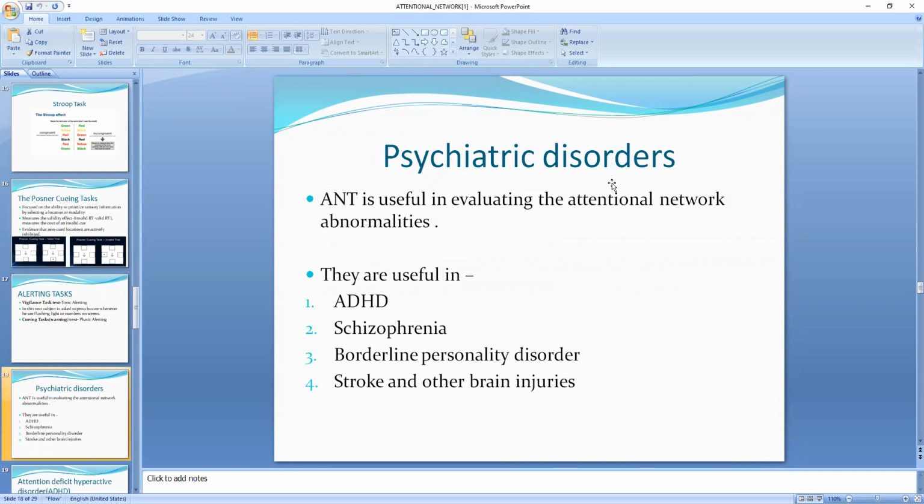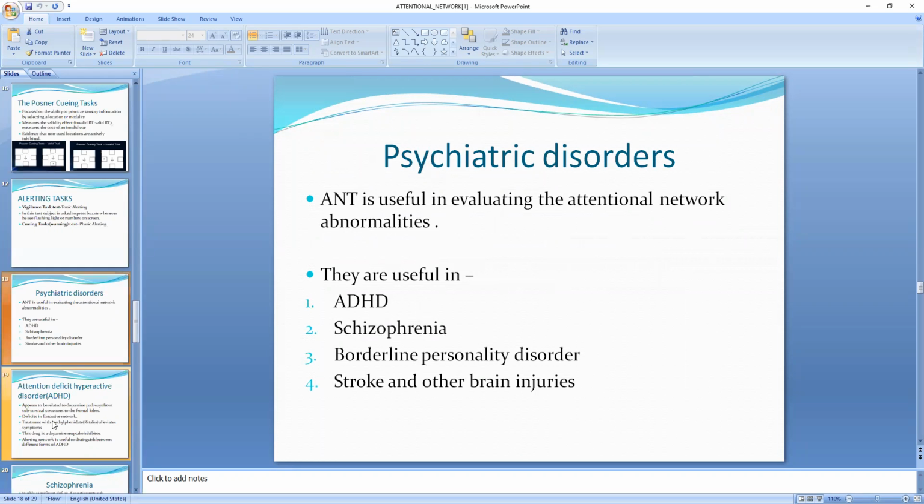Then psychiatric disorders. The attentional network test is useful in evaluating attentional network abnormalities. They are useful in ADHD, schizophrenia, borderline personality disorder, stroke, and brain injuries. So we will see one by one.